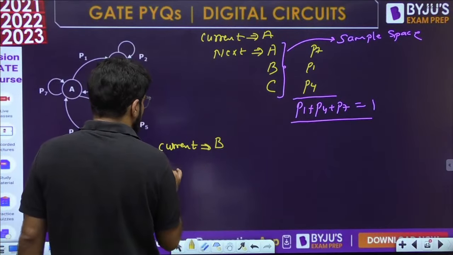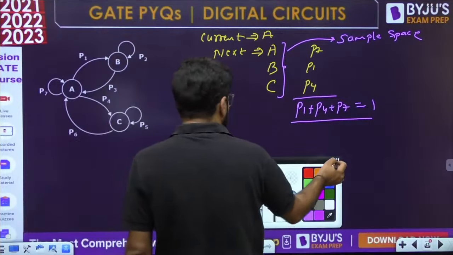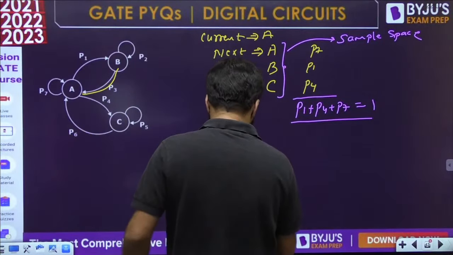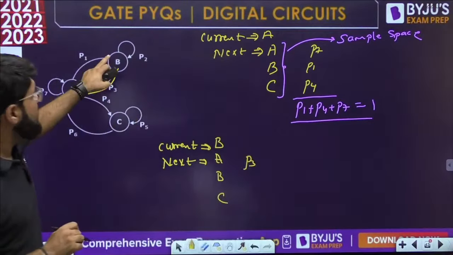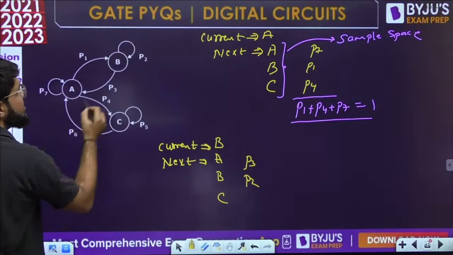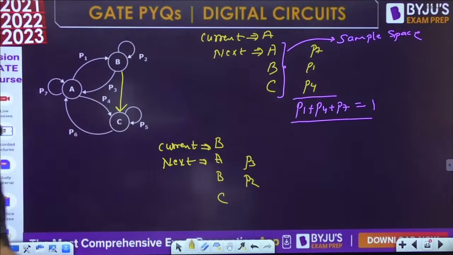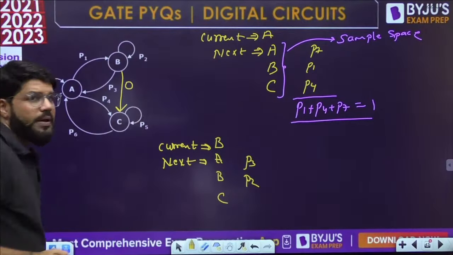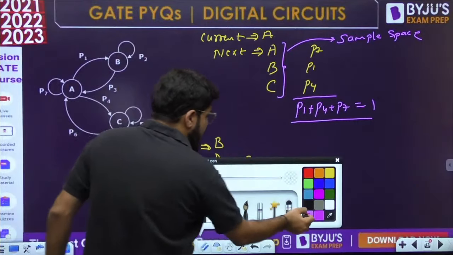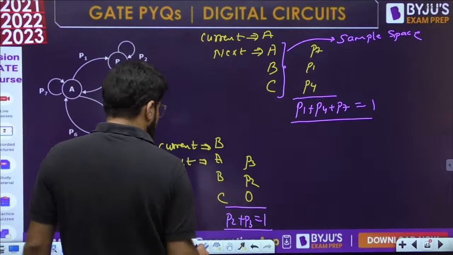Similarly, if the current state is B, what can be the next? It can go to state A, remain in B, or go to C. If it is in B, it can go to the state A with the probability P3. It will remain in B with the probability P2. There is no directed arrow from B to C, so the transition from B to C cannot happen, and something which cannot happen has probability 0. And again, the sum of all probabilities, P2 plus P3, will be 1. There is no need to write the zero.